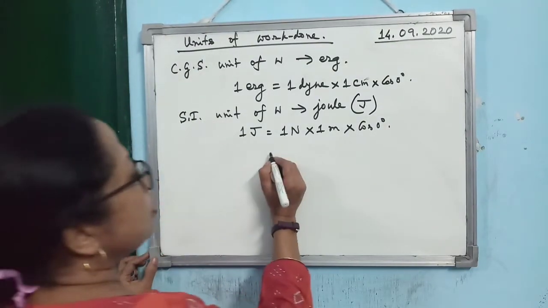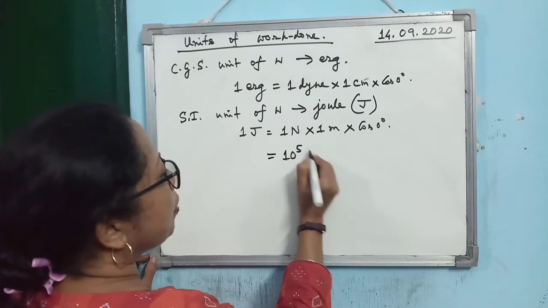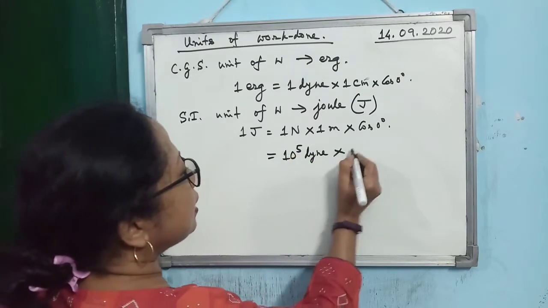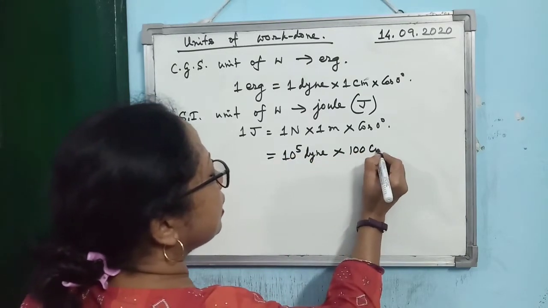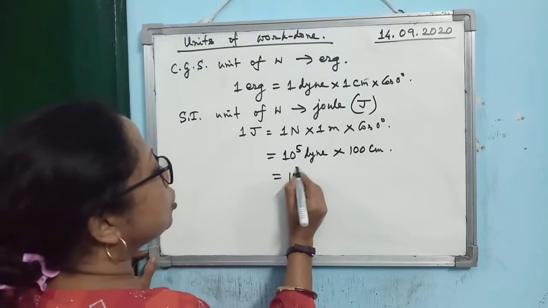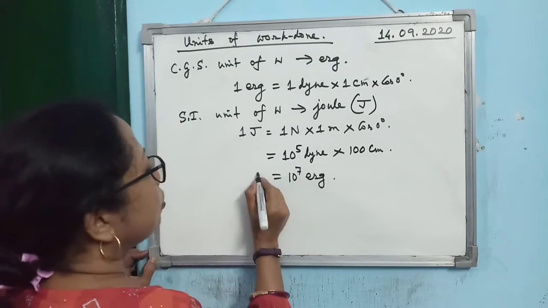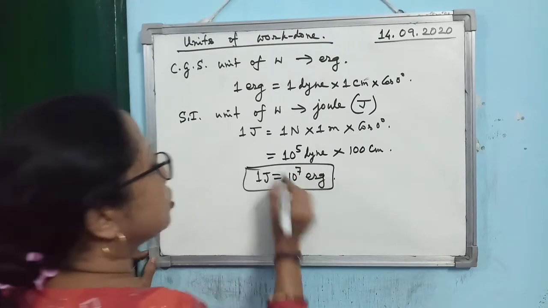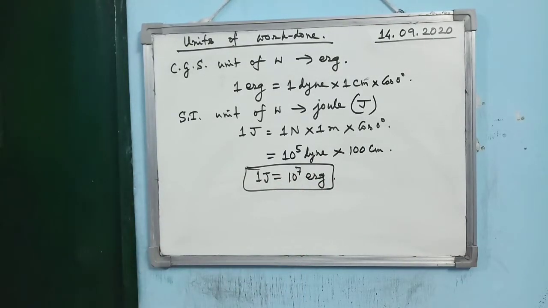then work done is 1 joule. So you see 1 Newton is 10 to the power 5 dyne and 1 meter is 100 centimeter. So you are getting 1 joule is equal to 10 to the power 7 erg. So these are the concepts of the different units of work.